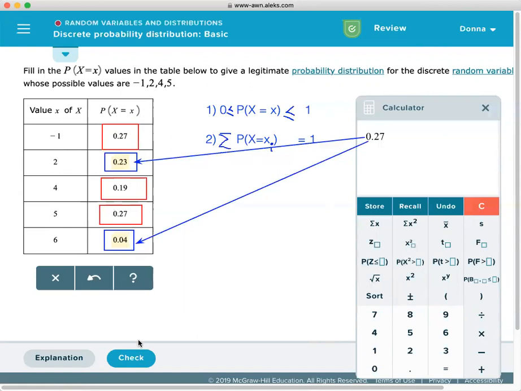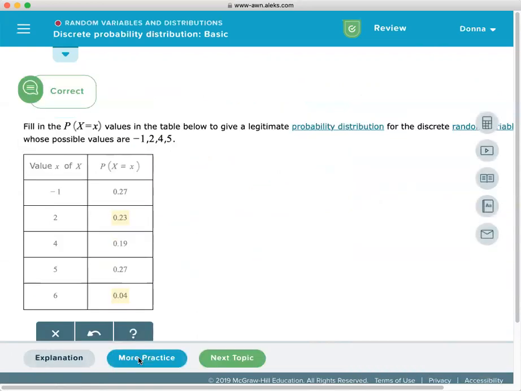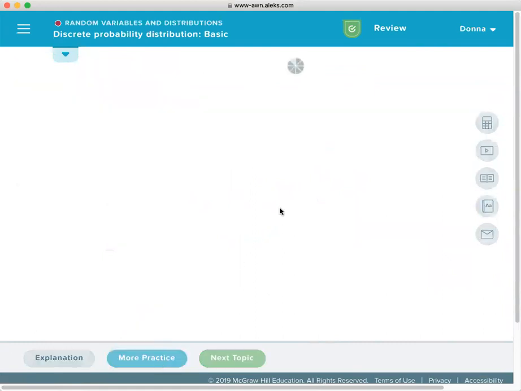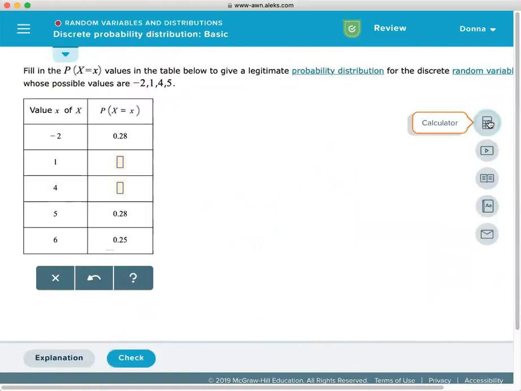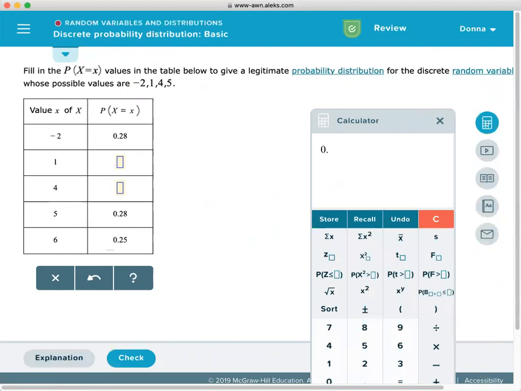So let's check our answers. And we see that we have it correct. So let's do one more. I'm going to add up the given values. So 0.28 plus 0.28 plus 0.25. And this time I did not write the 0, and you get 0.81. I'm going to subtract that from 1, and I get 0.19. So I'm going to do 0.10 and then 0.09. Notice that each of these probabilities are numbers between 0 and 1.